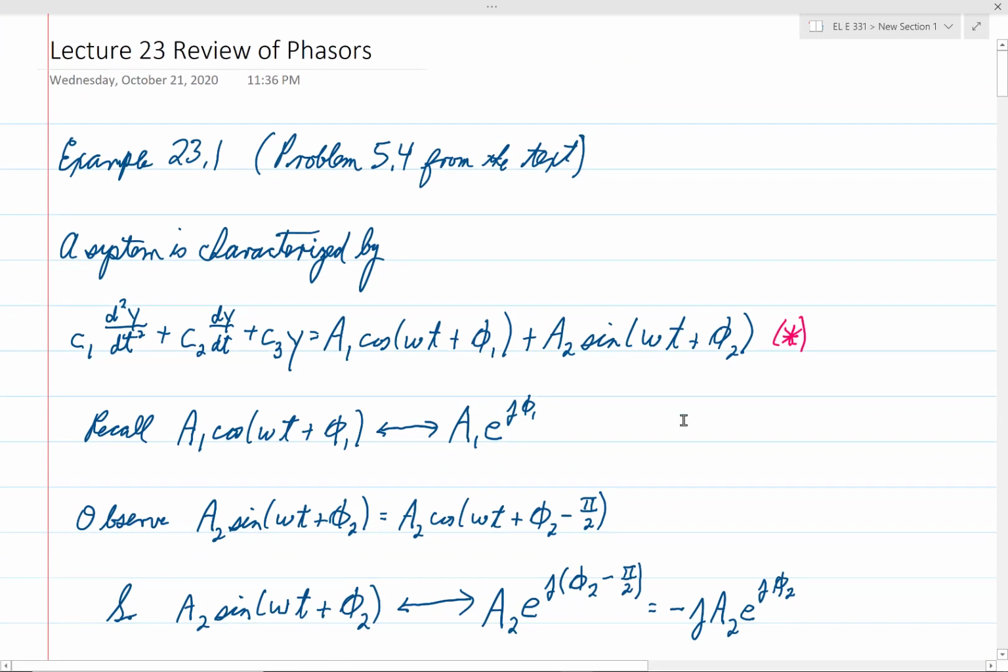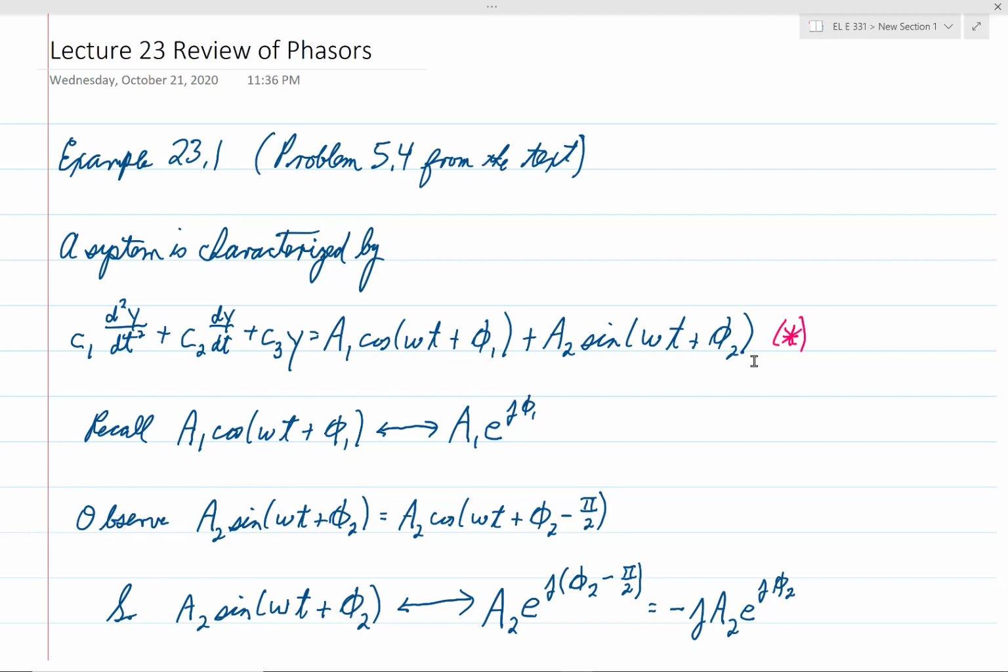Now, let me state one thing. Your book gives you a hint to solve this problem using superposition. What that is referring to is that we have two source terms here on the right-hand side of this differential equation. So you could solve for the first source term and get one value of y, maybe call it y1, and then solve using the second source term and call that solution y2, and then the overall solution would be y1 plus y2.